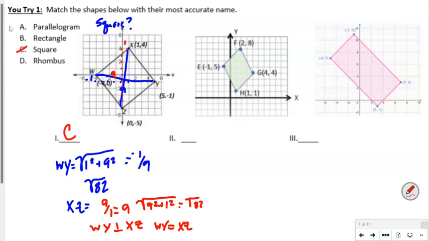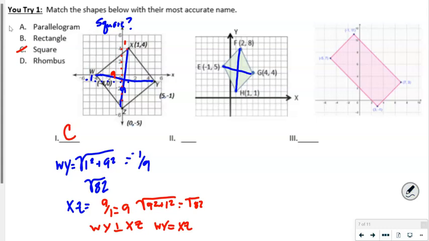Okay, let's look at the next one. So the next one to me looks like it's either a parallelogram or a rhombus, okay? So if it's a parallelogram, well, actually, let's just see if it's a rhombus. Okay, so we're going to check the diagonals here first, and then we're going to see if they're perpendicular. Because if they're perpendicular, then it is a rhombus, right? So let's just check that first.